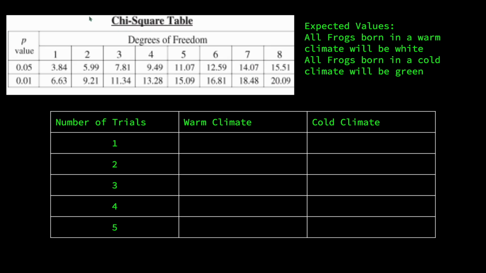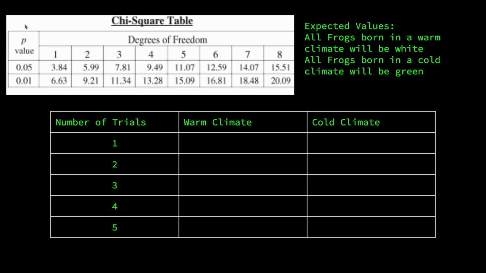So if we look at the left-hand corner, we can see a table labeled chi-square table. And underneath that is the degrees of freedom. To find the degrees of freedom, it is the number of trials you take minus 1. So for this instance, we would be looking at 4 degrees of freedom.